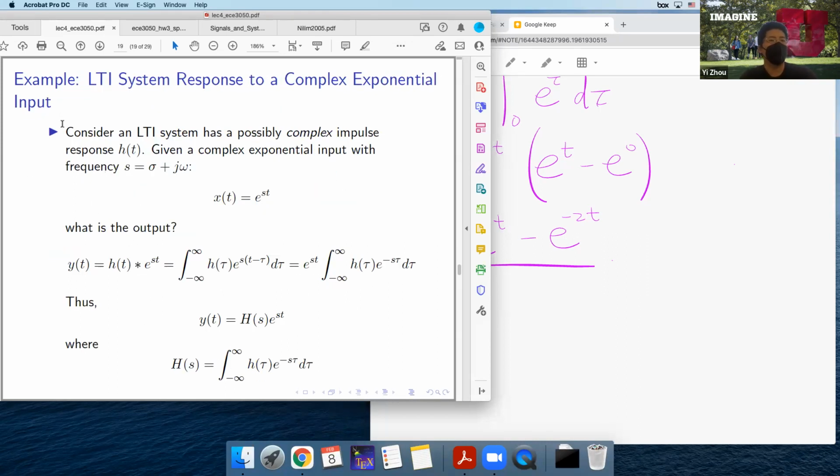And we can also look at the LTI system response to a very standard complex exponential input. This will give us an understanding of some fundamental response properties of the LTI system. So let's say we have an LTI system with the impulse response h(t). And now we are feeding this very special complex exponential signal to the system. It takes the form of e to the power of s times t, where s is any complex number.